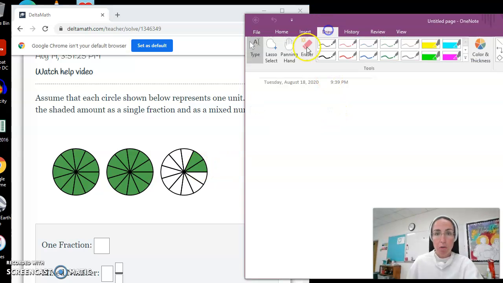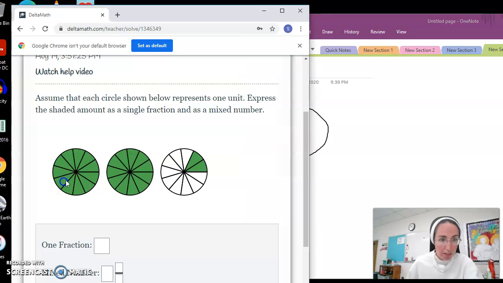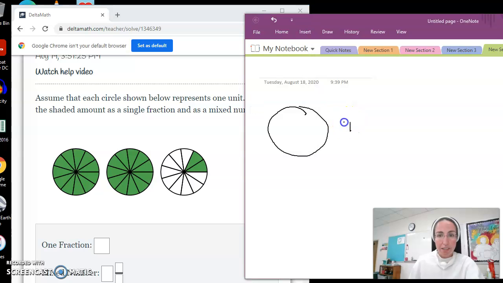So first I want to know, well, how many ways am I dividing it? So I have a circle, and I can count all the parts. 1, 2, 3, 4, 5, 6, 7, 8, 9, 10, 11. Let's just double check. I started here. 1, 2, 3, 4, 5, 6, 7, 8, 9, 10, 11. So it's divided into 11ths.